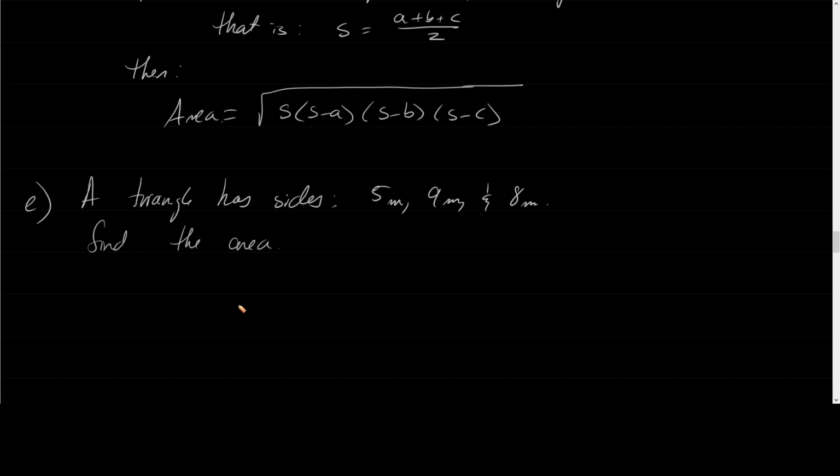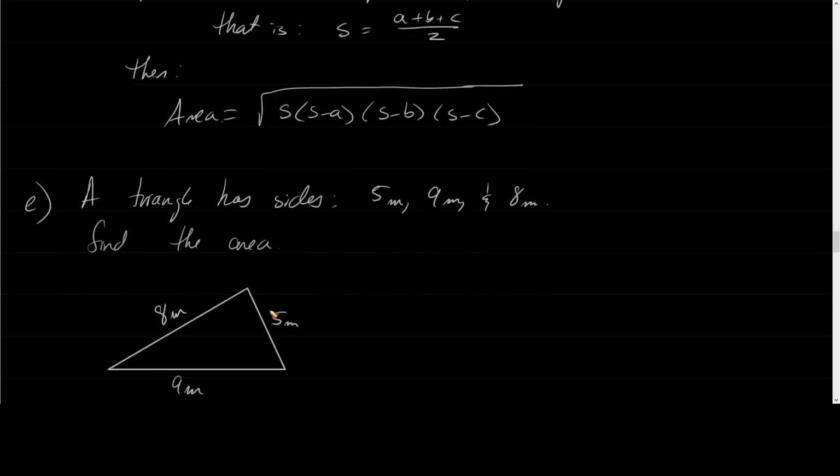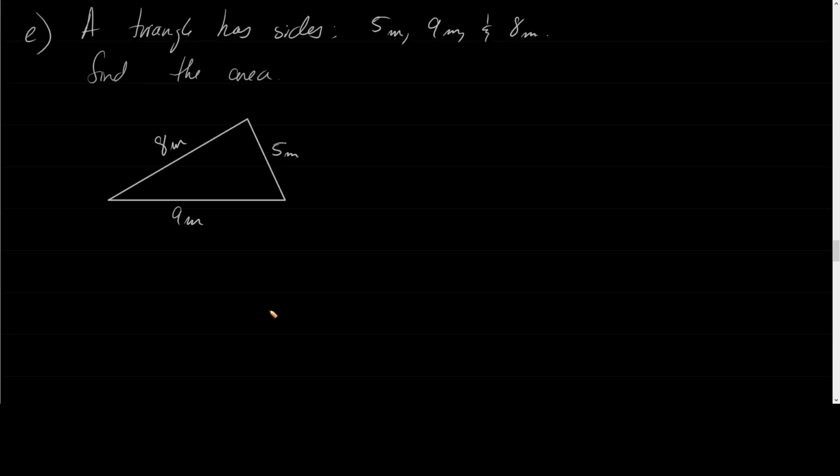Here it doesn't really matter too much what it looks like, but I'll go ahead and draw a visual. So let's say that this right here is 9 meters, this right here is 8 meters, and this right here is 5 meters. And we want to figure out the area of this triangle. Well, we've got a way to do it. We've got Heron's formula.